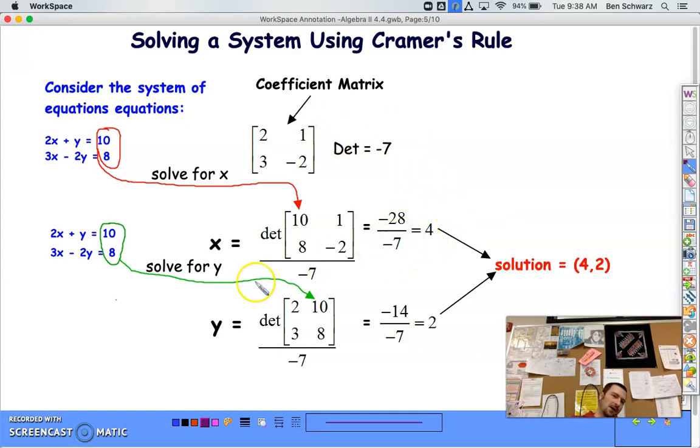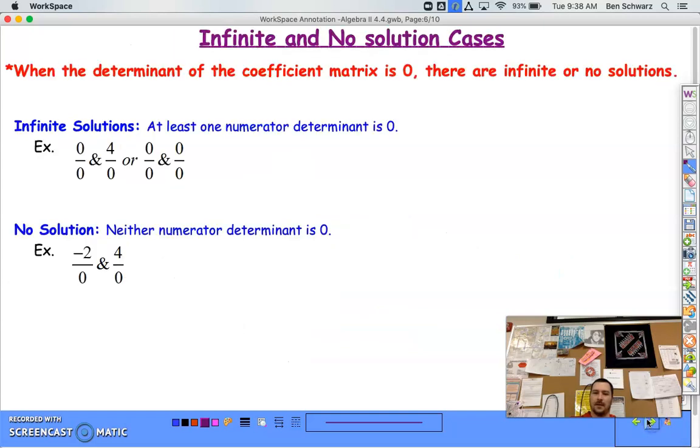Then if we want to solve for y, we take the same two equations that we had. And again, we're going to take the constants, but now we're going to plug them in for the y values. Okay, so we're plugging them in here. So it's like you have an x column and a y column, and then you repeat the process. 16 minus 30 is negative 14. And again, we divide by that original determinant of negative 7 to get 2. So our solution here is 4, 2. Feel free to rewind that and look at it again if you need to.